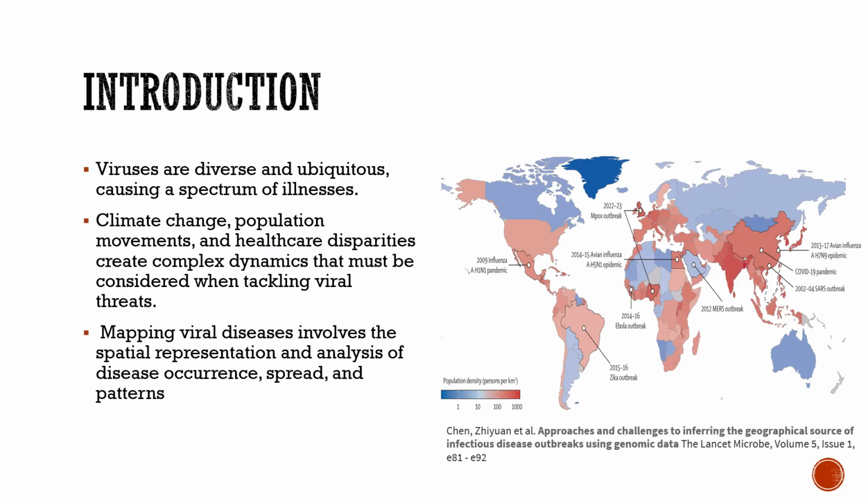Viruses are diverse and ubiquitous, causing a spectrum of illness. Climate change, population movements, and healthcare disparities create complex dynamics that must be considered when tackling viral threats. Mapping viral diseases involves the spatial representation and analysis of disease occurrence, spread, and patterns.